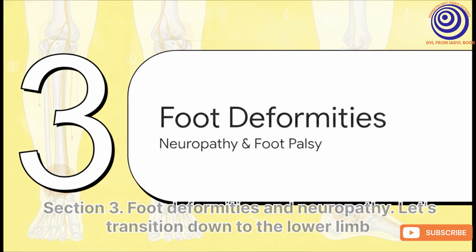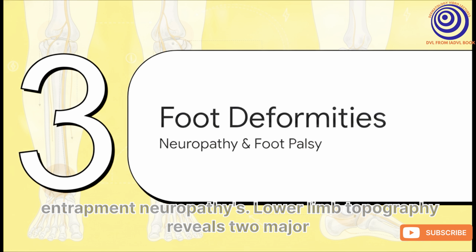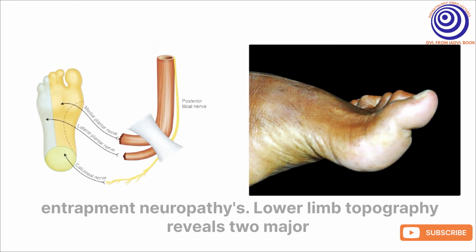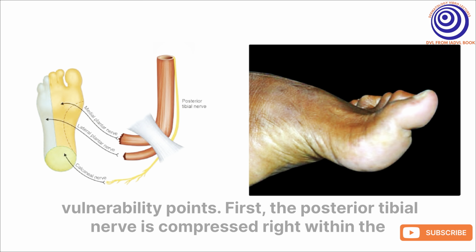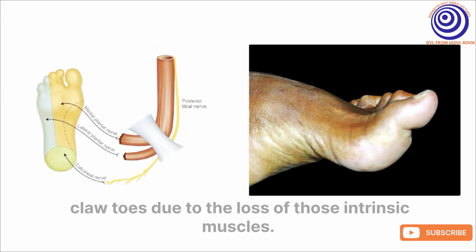Section 3, foot deformities and neuropathy. Let's transition down to the lower limb to analyze a different set of biomechanical challenges driven by entrapment neuropathies. Lower limb topography reveals 2 major vulnerability points. First, the posterior tibial nerve is compressed right within the fibro-osseous tarsal tunnel, yielding complete plantar anesthesia and secondary claw toes due to the loss of those intrinsic muscles.